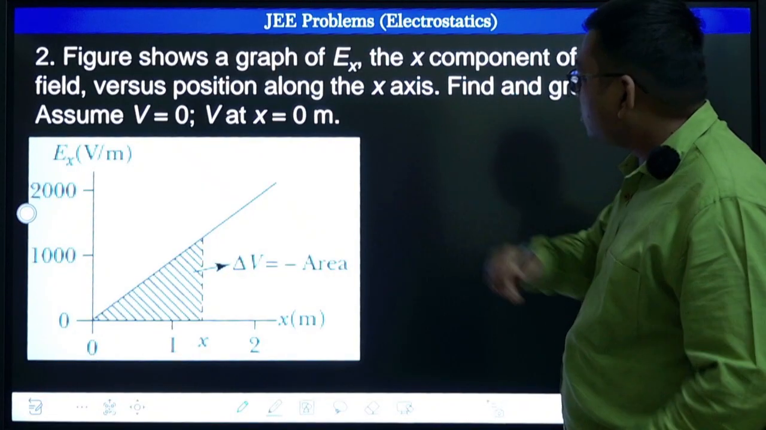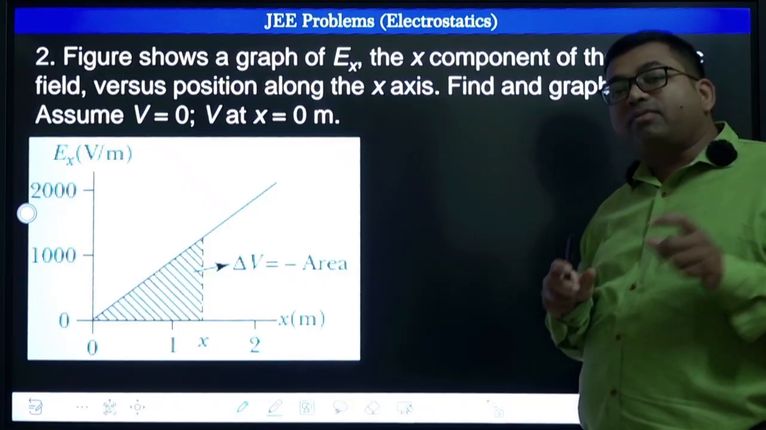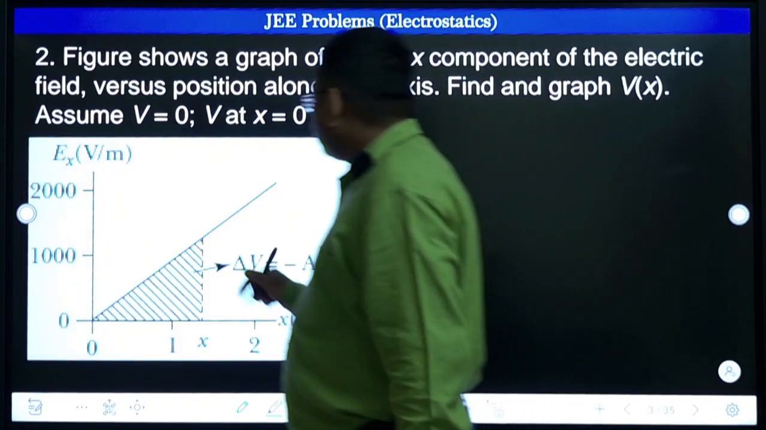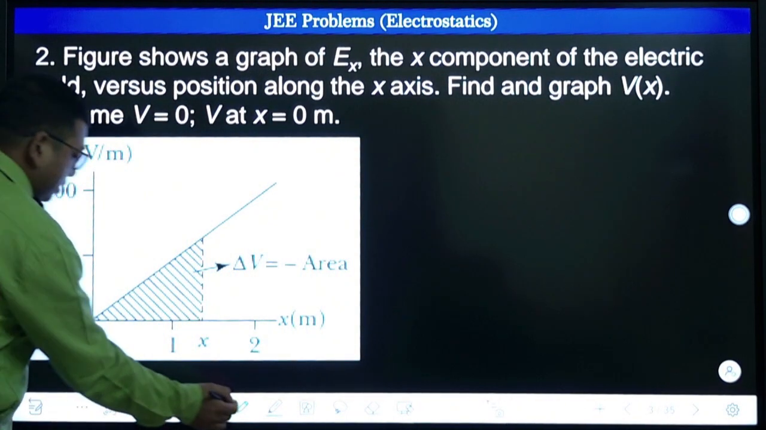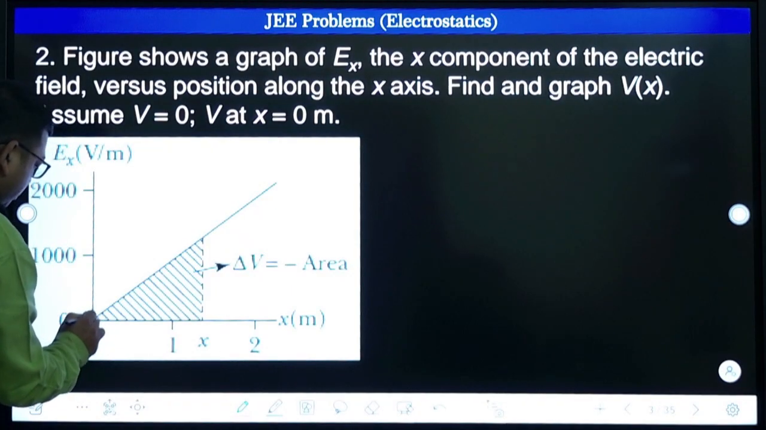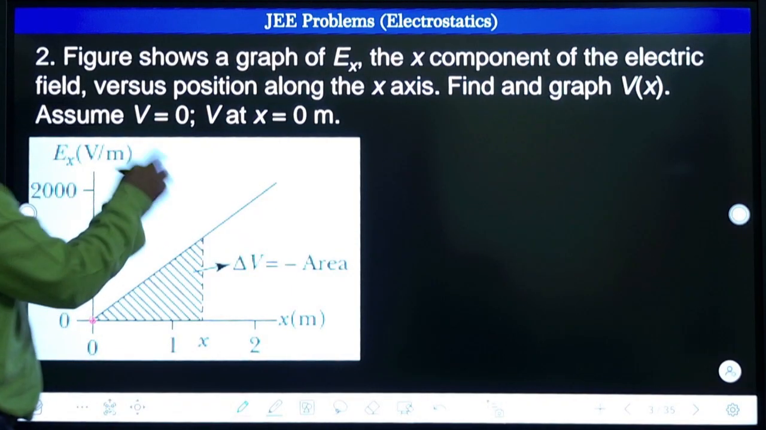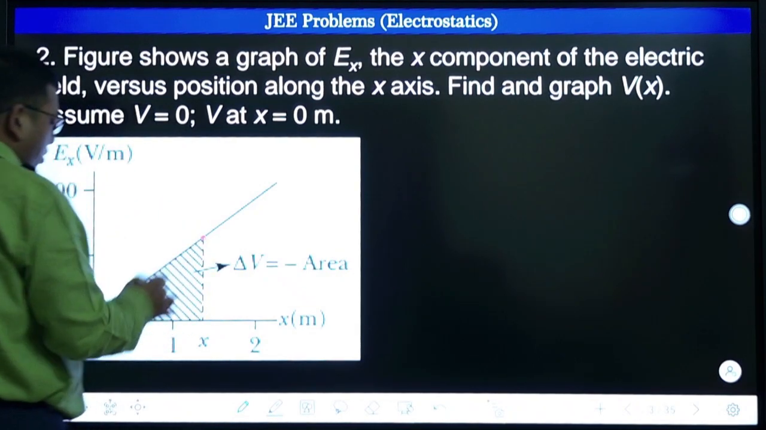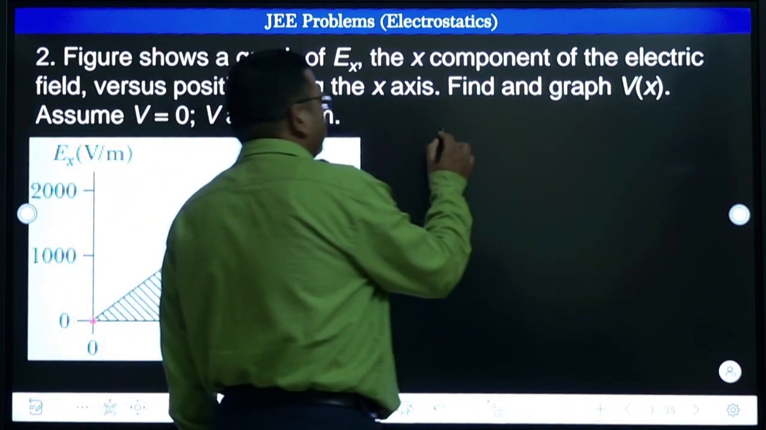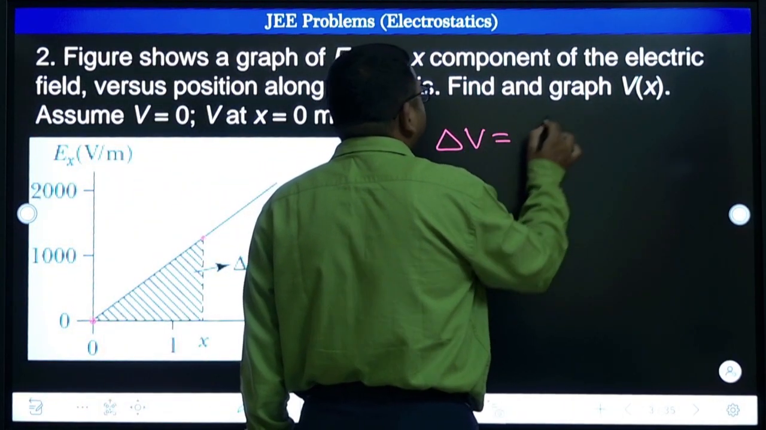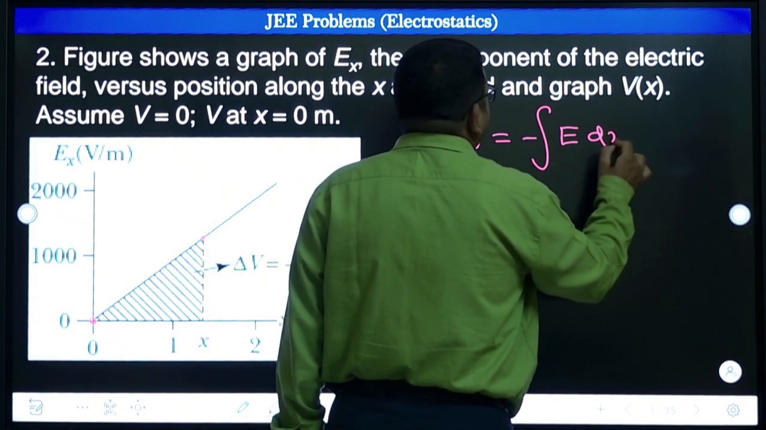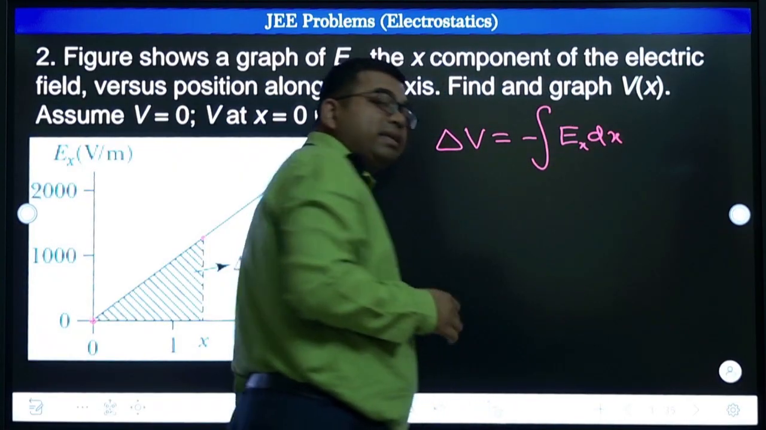So can we draw the potential graph? Can we find the equation of potential? So let us first find the equation of potential. So here, first of all, this point, if you see here, this point here, origin. So at the origin, they have given potential is 0. At any point here, potential you want to calculate. So change of potential delta V, directly we can write as integration of minus E dx, right? Ex dx, because along the x component.